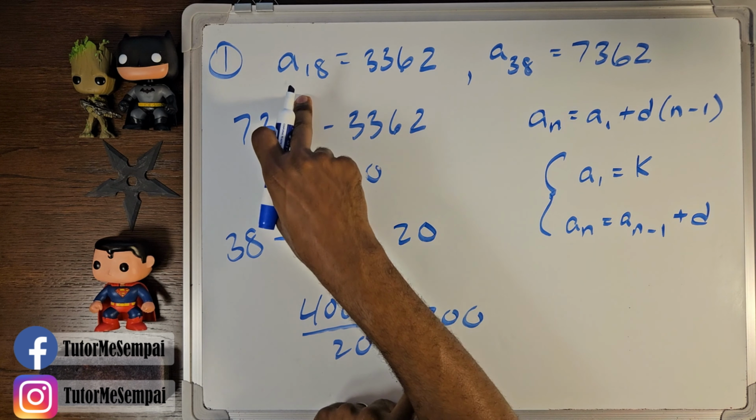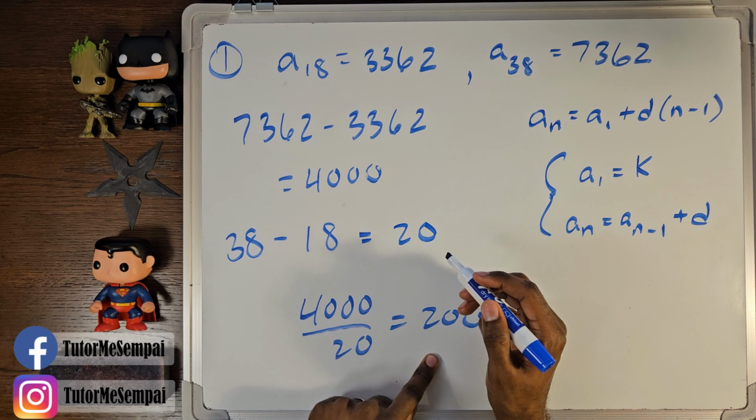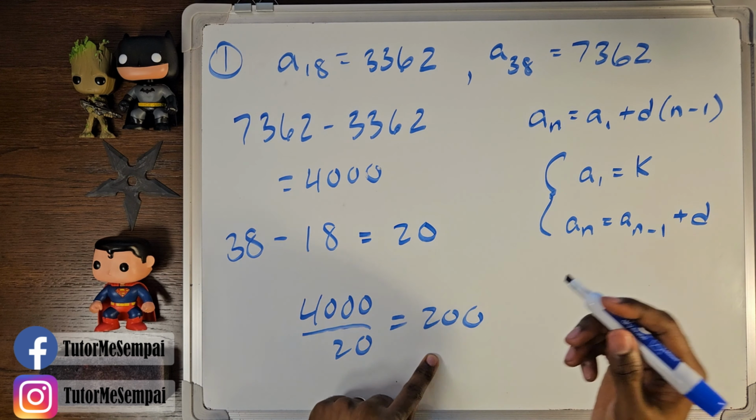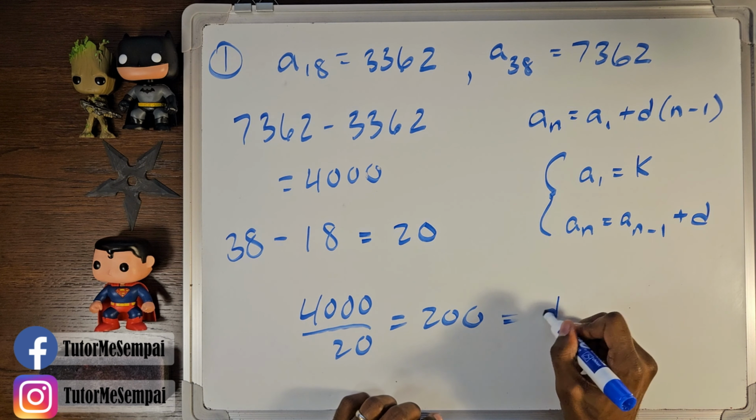That means each individual hop is going to add 200 to our previous value. So starting at 18, we're going to be moving 1 and adding 200 to our value. Move another one, add 200 to that value until we get all the way to 38. This is going to be our d.